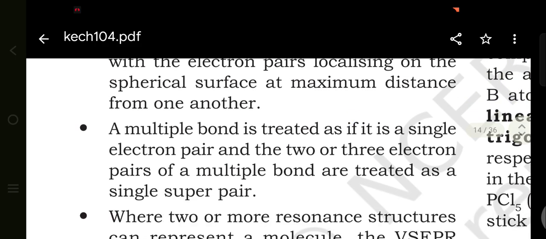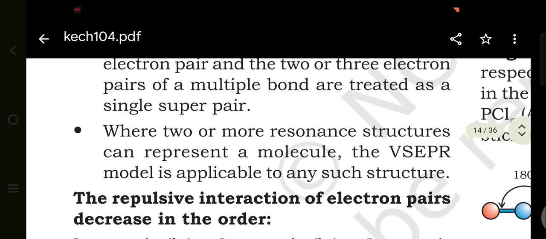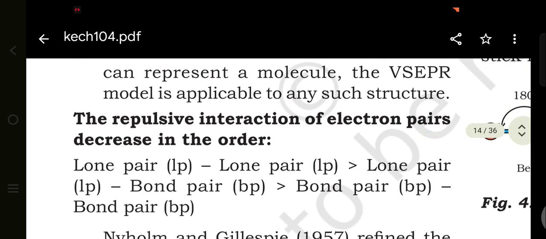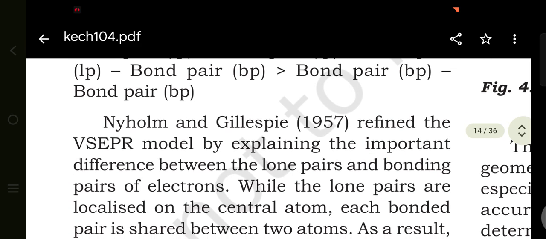A multiple bond is treated as if it is a single electron pair, and the two or three electron pairs of a multiple bond are treated as a single super pair. Where two or more resonance structures can represent a molecule, the VSEPR model is applicable to any such structure. The repulsive interaction of electron pairs decreases in the following order: lone pair-lone pair, then lone pair-bond pair, then bond pair-bond pair. Nyholm and Gillespie in 1957 refined the VSEPR model by explaining the important difference between the lone pairs and bonding pairs of electrons.